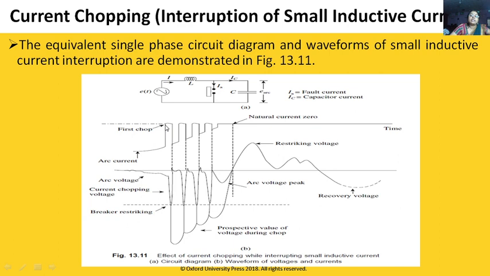Here current is zero. Due to this energy conversion, 1/2 L i squared equal to 1/2 C V squared, the prospective value of voltage is high such that the arc will restrike. This is the withstanding capacity of the gap. This is the prospective value of the arc voltage, so the arc will restrike. This is the first restrike.